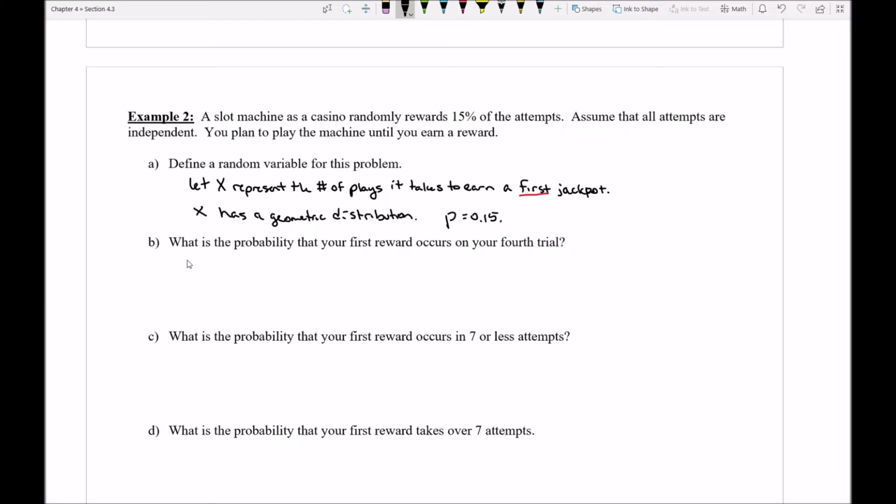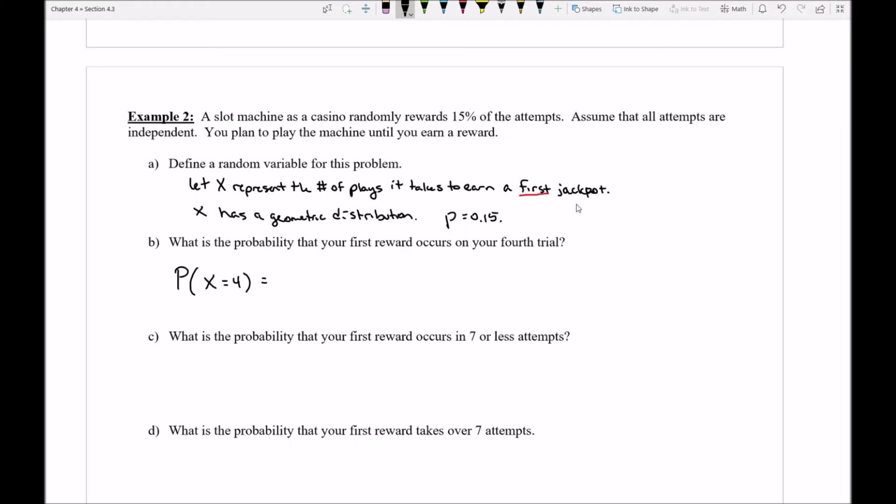So let's take a look. What is the probability that our first reward occurs on our fourth trial? So X is the number of plays it takes to earn a first jackpot. Well, in this case, I'd be looking at that being 4. I want to know what are the chances that this is equal to 4.